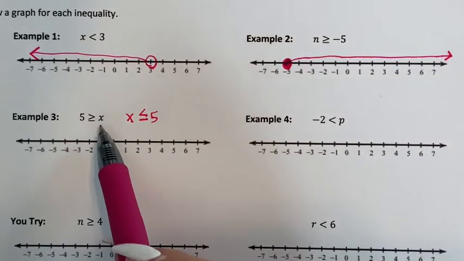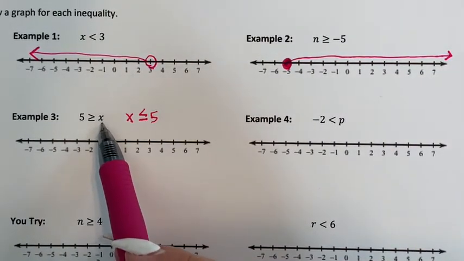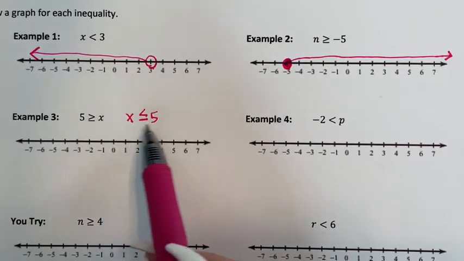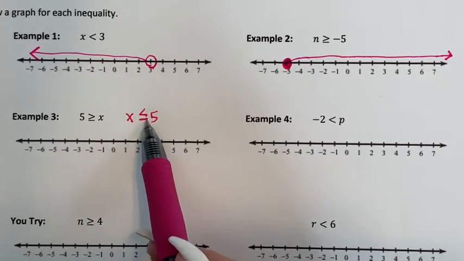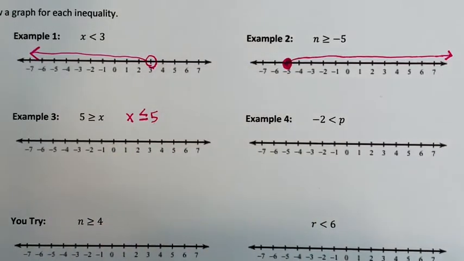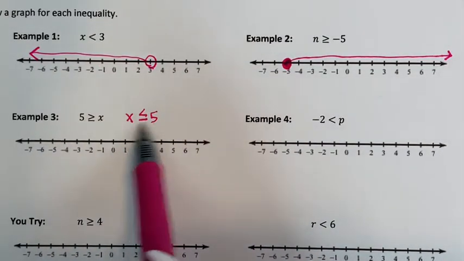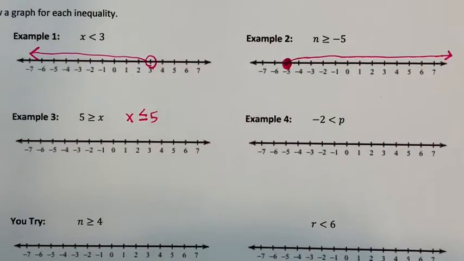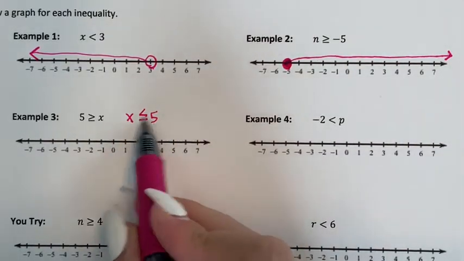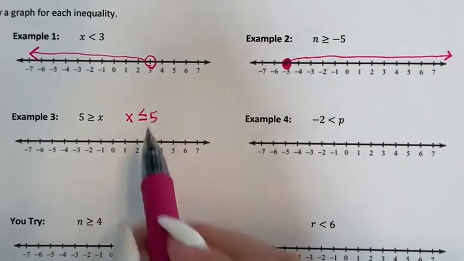So all I did was write it backwards, right? X less than or equal to 5. X less than or equal to 5. I find that when students do not rewrite it with the variable on the left, you draw your arrow the wrong way. So this is what I want to use when I go to graph on my number line.